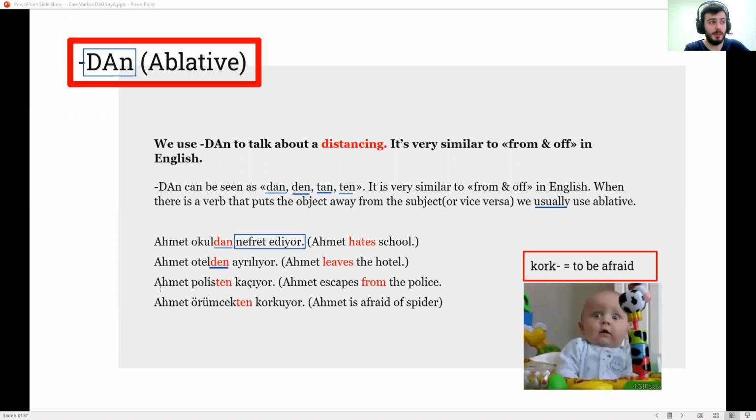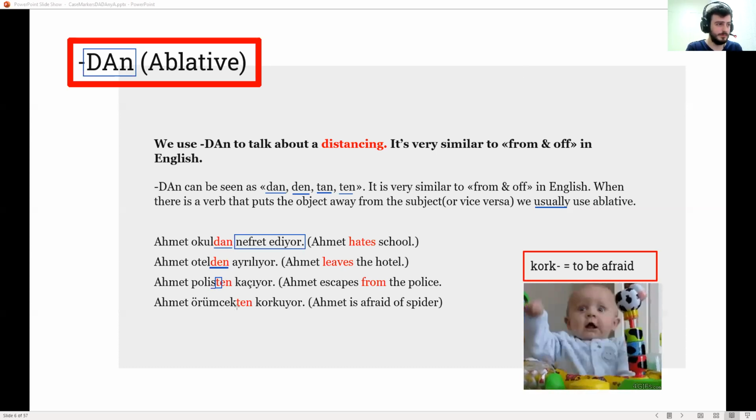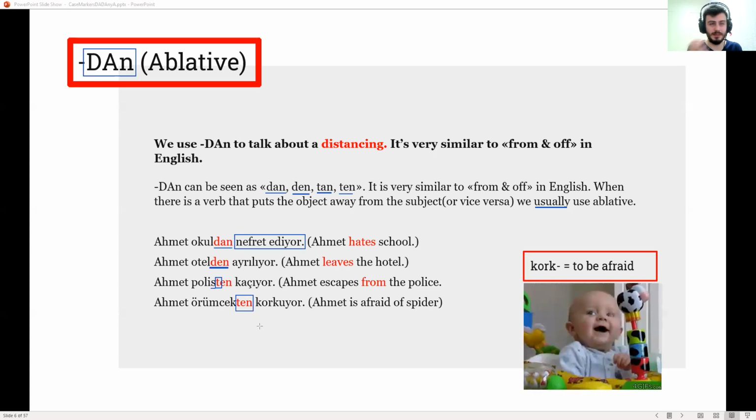And also the same thing happens with Ahmet polisten kaçıyor. This time I say polisten, and you probably know why. Ahmet polisten kaçıyor. Basically, I'm trying to get away from the police. And also the last one, if you are afraid of something, you also stay away from it. So that's why when I say Ahmet örümcekten korkuyor, I use the ablative case.